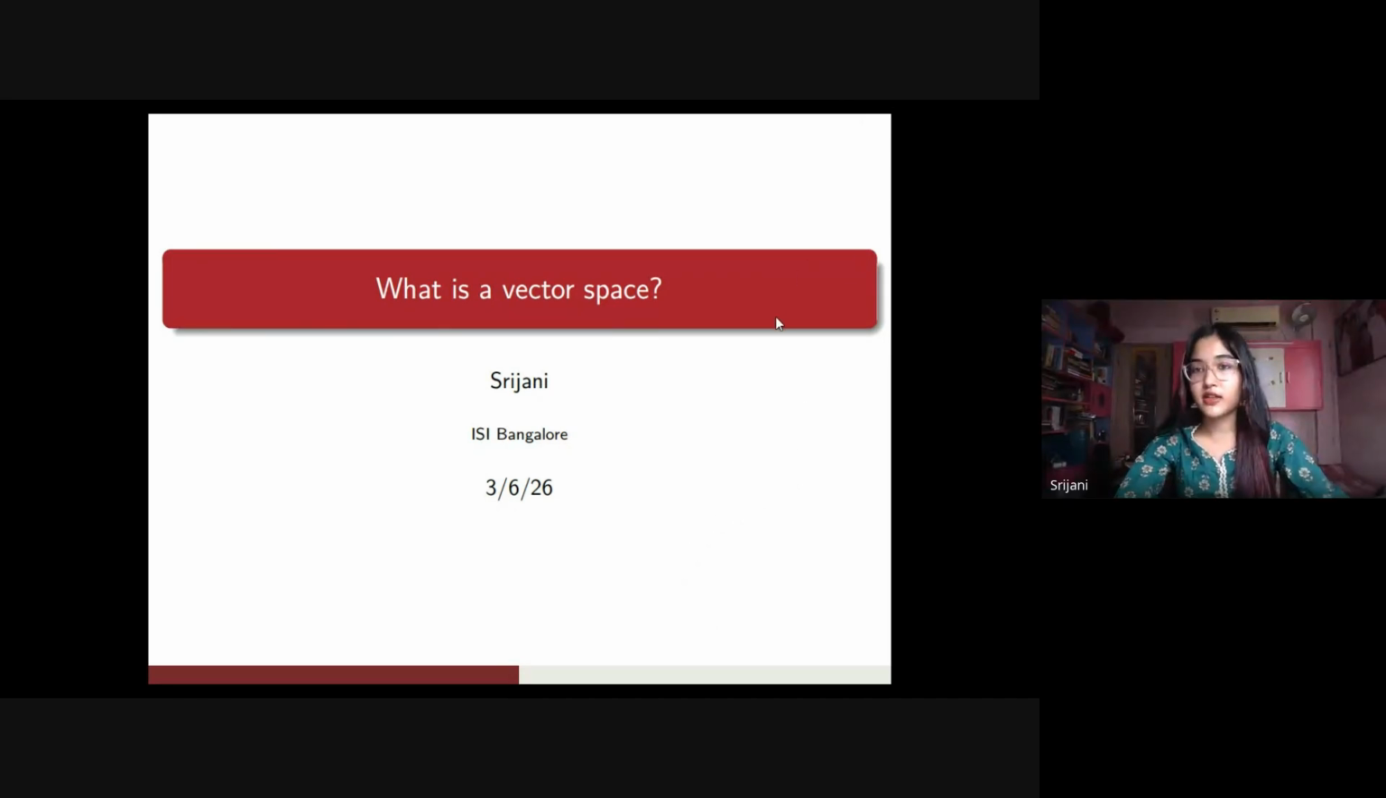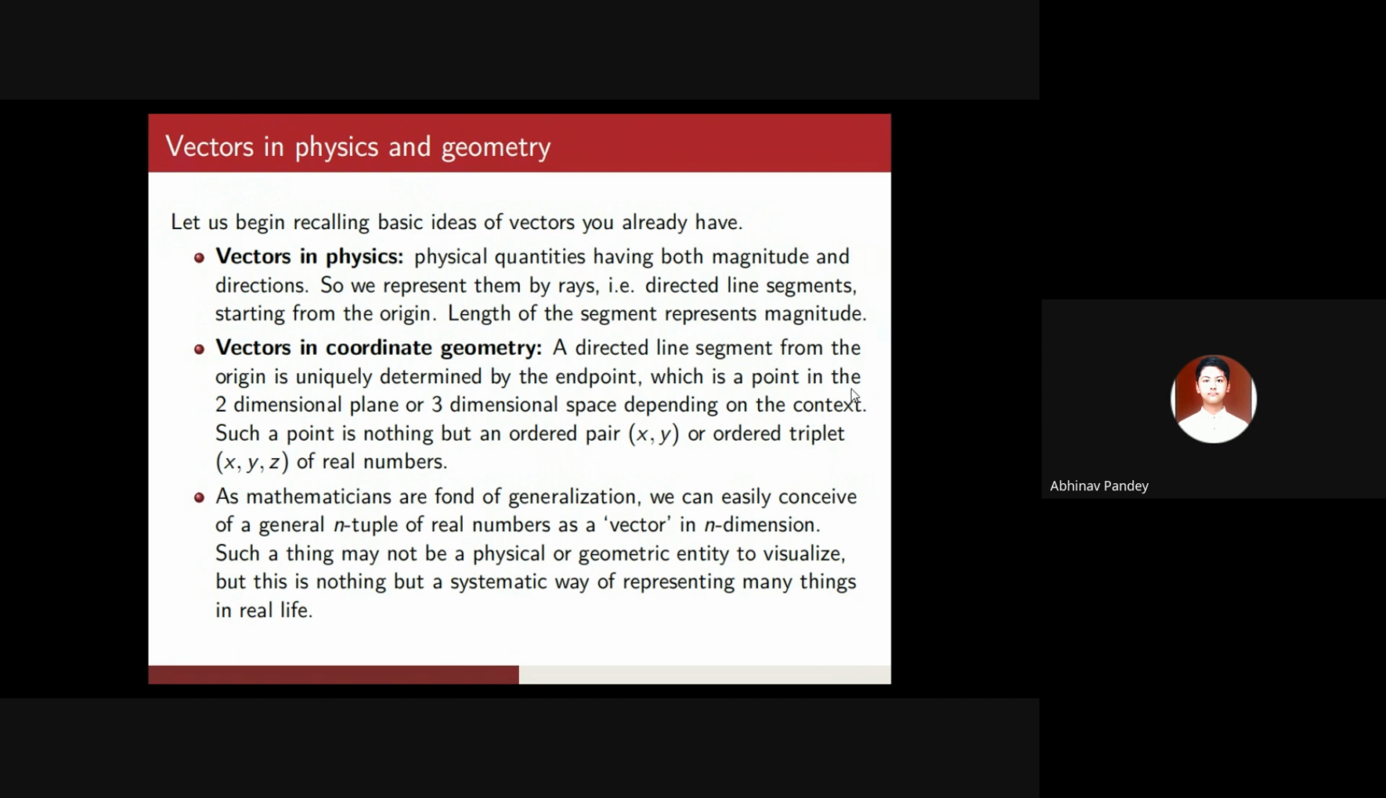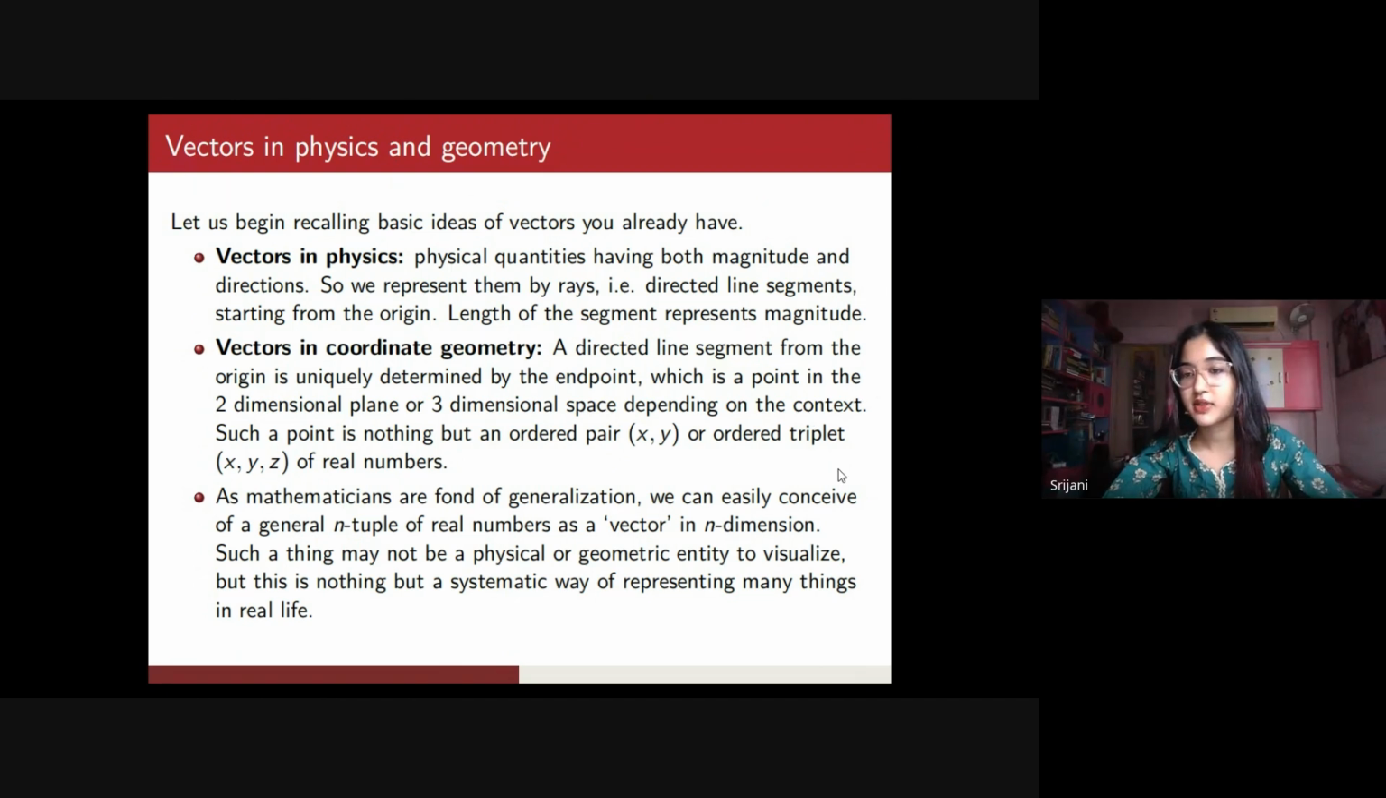So I'm sure that you have all heard about vectors from class 11. We have heard in physics, in coordinate geometry. Can you give me some examples of vectors? Yeah, velocity, force, right? So how do we represent it in physics?